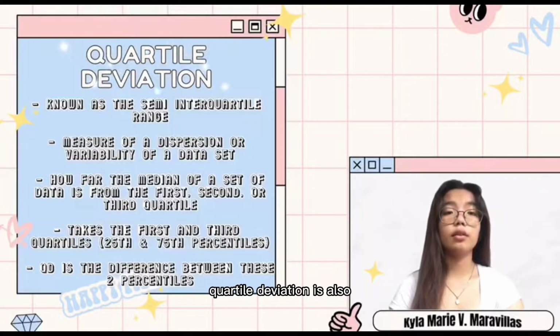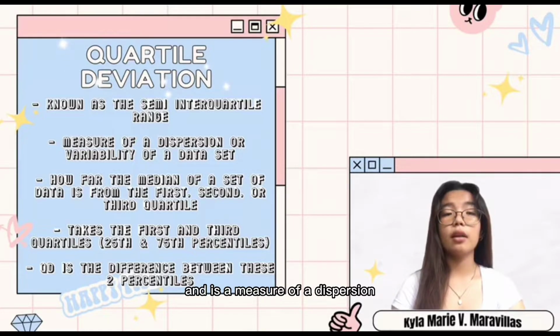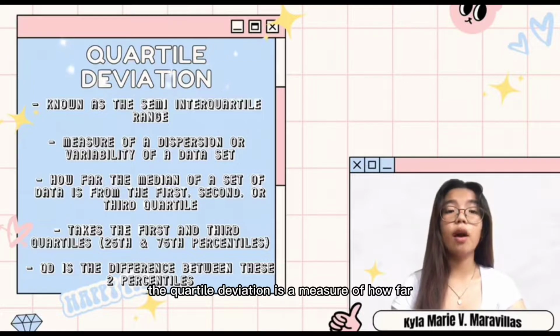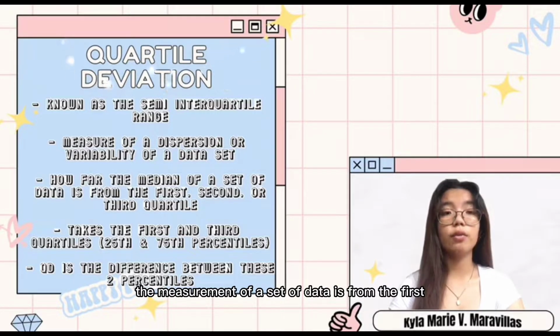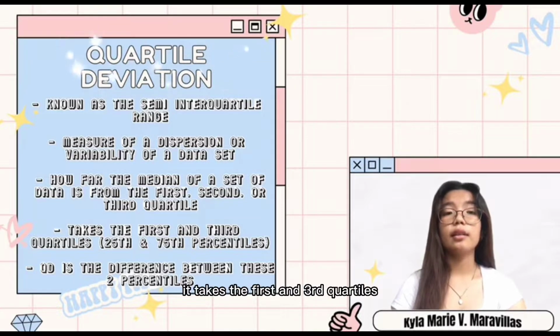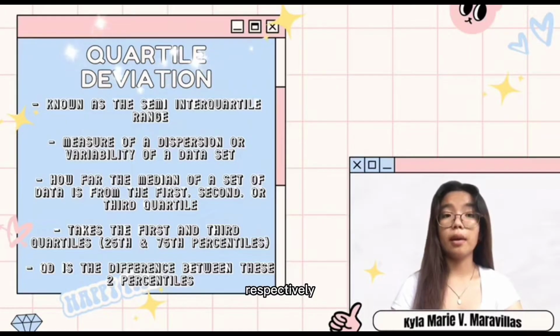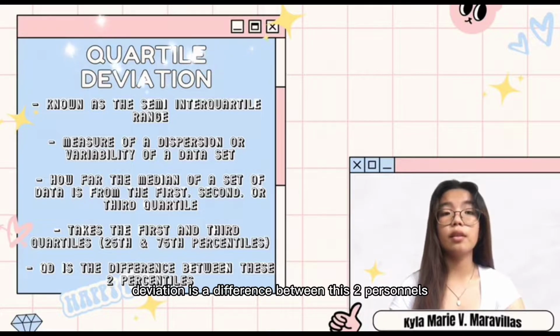Quartile deviation is also known as the semi-interquartile range and is a measure of dispersion or variability of a dataset. The quartile deviation is a measure of how far the median of a set of data is from the first, second, or third quartile. It takes the first and third quartiles, which are the 25th and 75th percentiles, respectively, and the quartile deviation is the difference between these two percentiles.